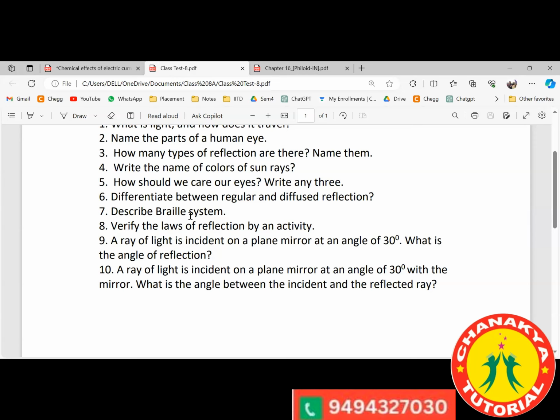When there are more than one plane mirrors. Yes. Because of regular reflection on plane mirrors, multiple reflections happen.